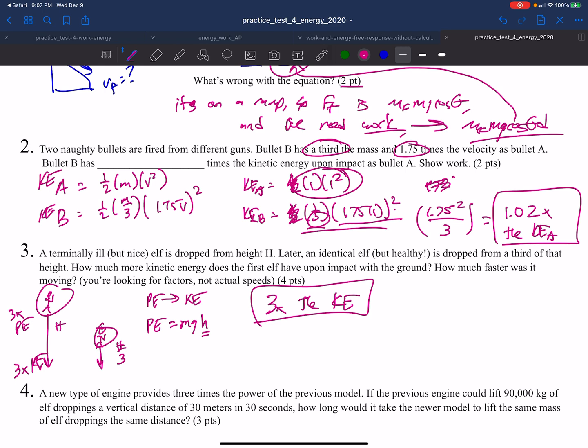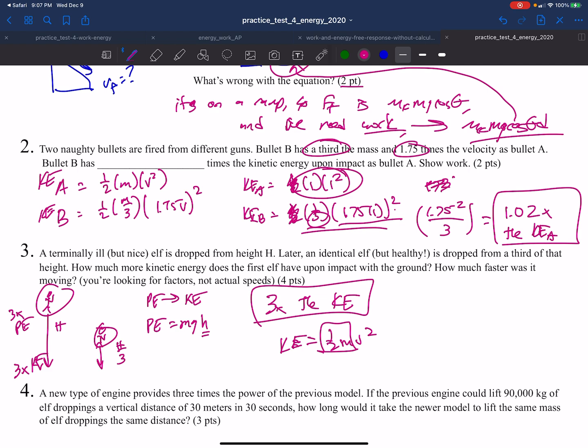How much faster was it moving? Remember that KE is equal to 1/2 mv squared. The masses of the elves are the same. The half is the same on both formulas. So the difference in the kinetic energy is really just this factor of v squared. It says, how much faster was it moving?